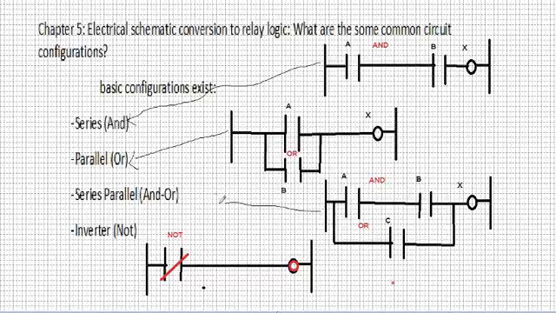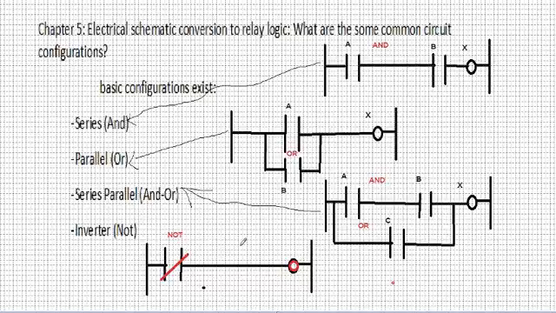So that will be our series parallel configuration. And finally, we have one that is a little bit awkward and different to understand for some people. But the basic idea here is that the default status of an inverter, in other words, as this one is closed, the system will be energized, and as this one becomes open, the system will be de-energized.